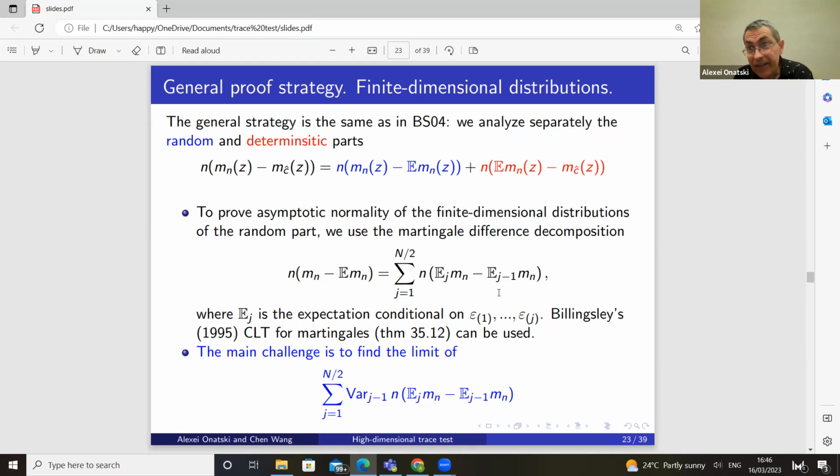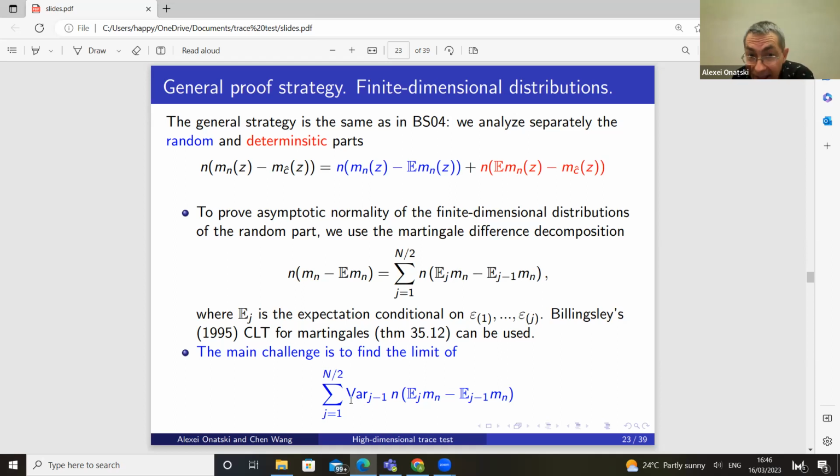But the thing is that this now is a martingale difference, which I'm summing. And I can use the CLT for martingale differences. One such CLT is in Billingsley's book. I'm specifically using theorem 35. And the only difficulty in applying this theorem is that I need to find the limit of these conditional variances of each of these martingale differences.